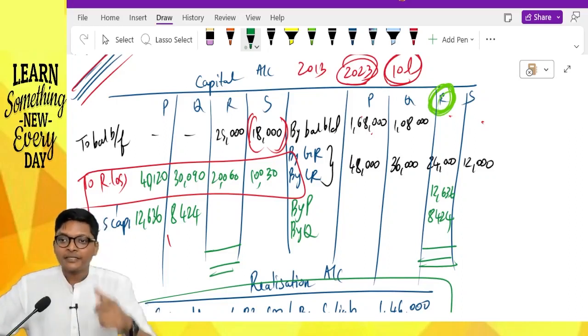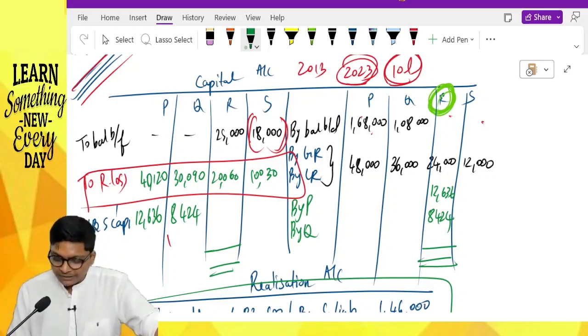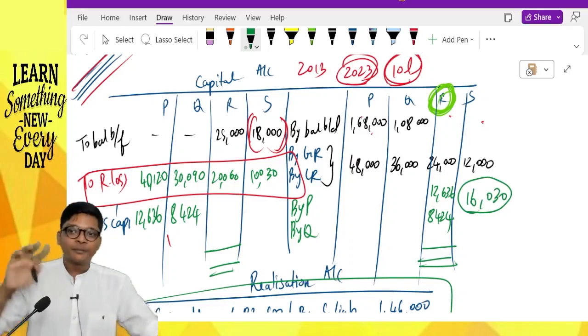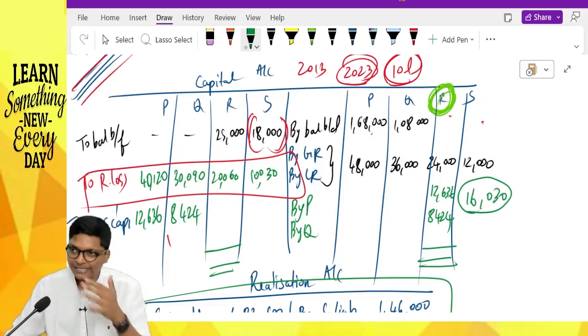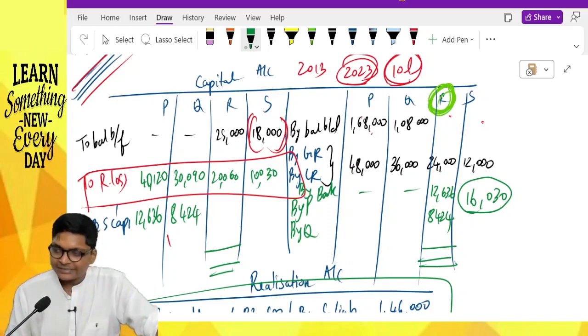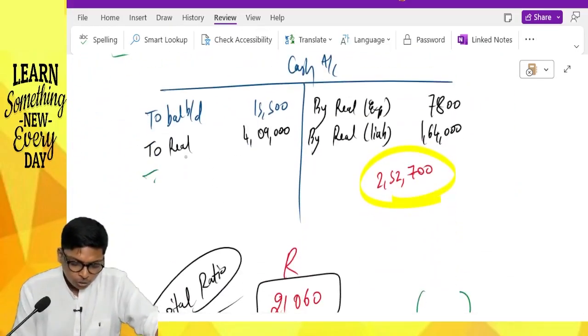S will bring the money. He will not bring loss. What is the balance we saw in S column? 16,030. That money he will bring. GVM case laws are against common sense. That money, his share of debit balance, drawings, he will bring. So I will write down by bank 16,030, cash.